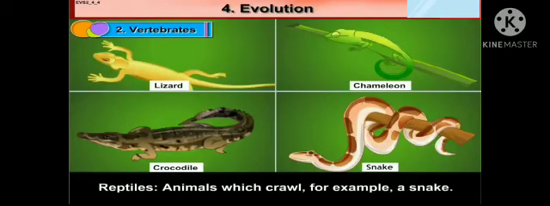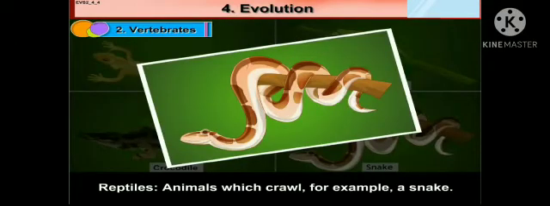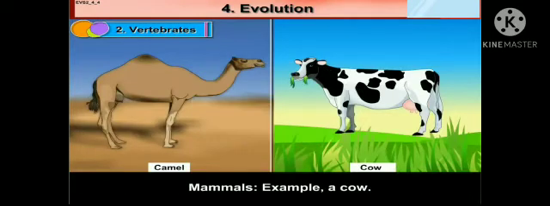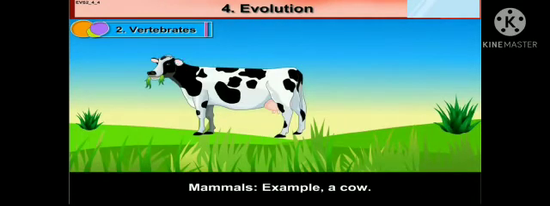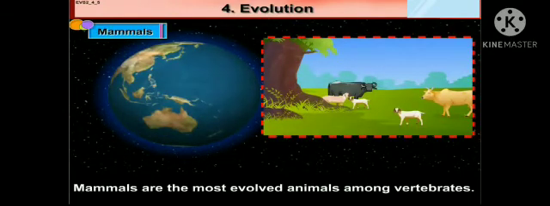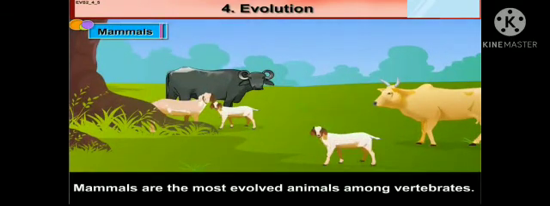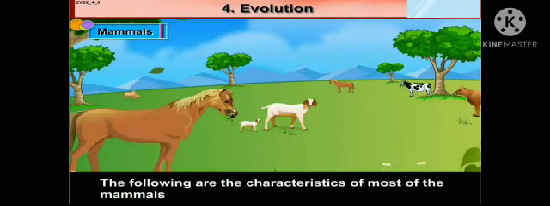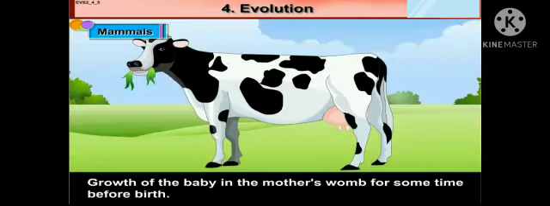Birds, reptiles, animals which crawl, for example, a snake. Have you seen a snake crawling? Yes. Mammals, example, a cow. Mammals are the most evolved animals among vertebrates. The following are the characteristics of most of the mammals.